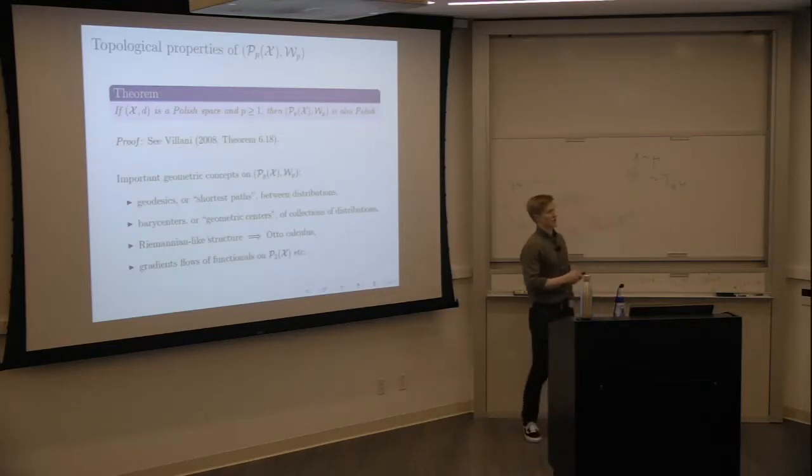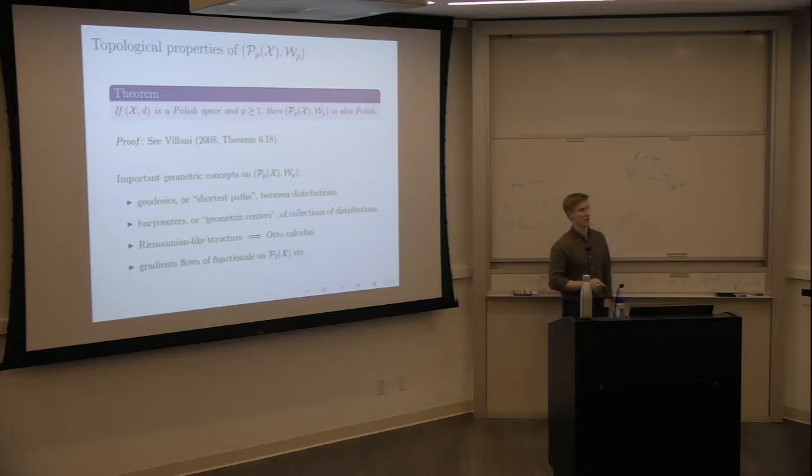And so here are some topological properties of this space. If the base space is Polish, then this space of probability distributions with finite pth moments, metrized by the Wasserstein distance, is also Polish, right? So again, this emphasizes that a lot of the geometric information about the base space is inherited by the Wasserstein distance. That's important, at least in a lot of applications or theoretical study of these distances. This gives rise to things like geodesics on the space of distributions.